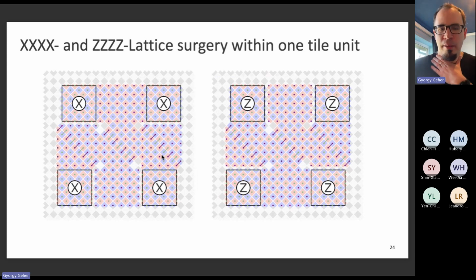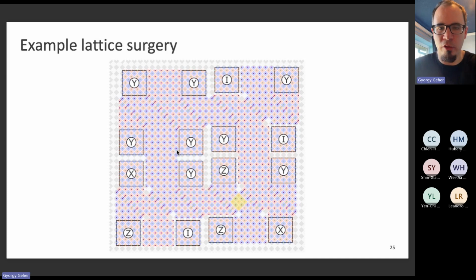And you can combine these templates. So if you just would like to measure Y on this patch, then you also include these things here. If you would like to measure identity here, you cut out both this and that one so that you don't include this patch. And using these templates, you can construct an arbitrary Pauli measurement within one tie unit, and then you can merge them. So here is an example of how you could measure an arbitrary Pauli operator.